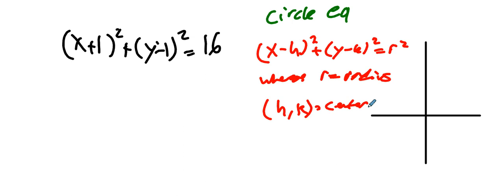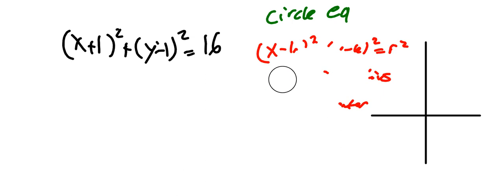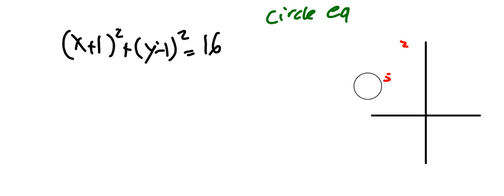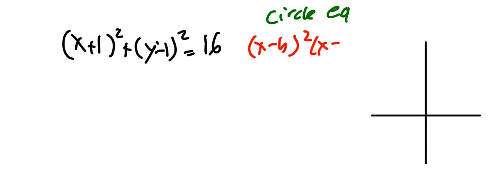So in this case here, let me rewrite this. (x minus h) squared plus (y minus k) squared is equal to r squared. So our r squared is equal to 16 in this case. So that means r is equal to 4. So our radius is going to be 4.